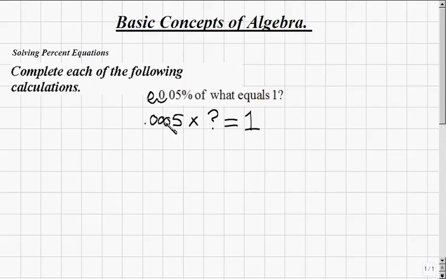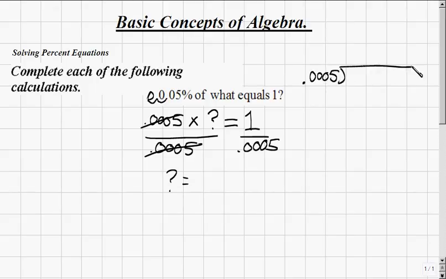For us to find this answer, we'll divide both sides by 0.0005. And the reason why is that by dividing by 0.0005, we'll cancel on the left, leaving simply a question mark. We're now left with 1 divided by 0.0005 to find.